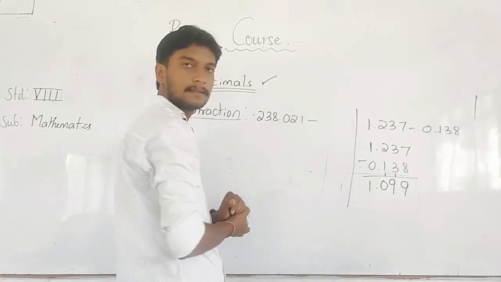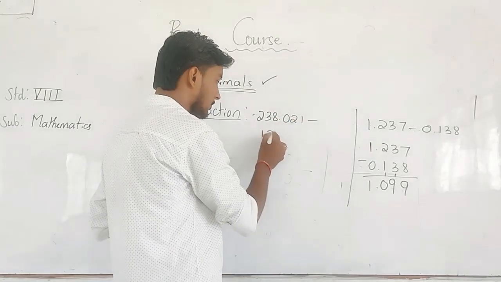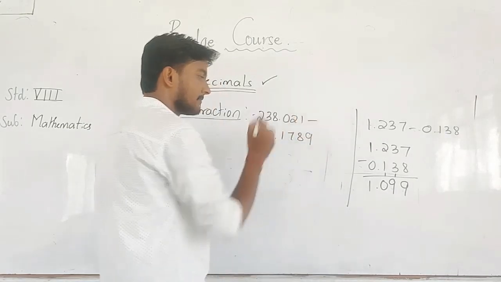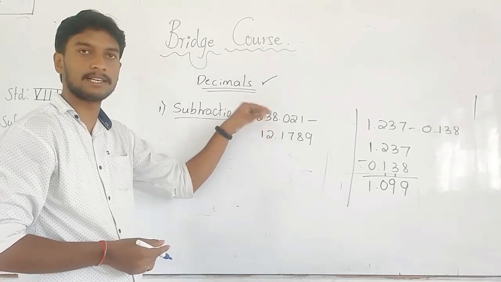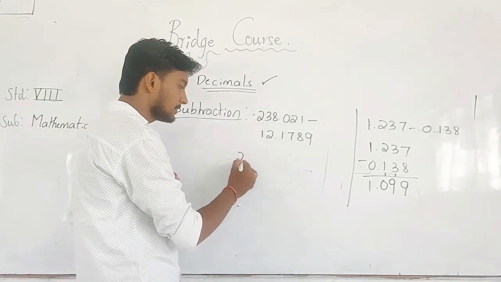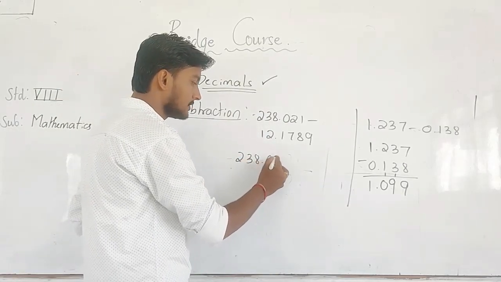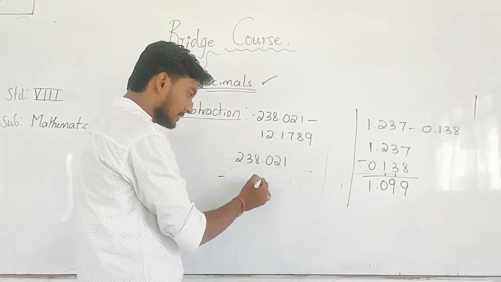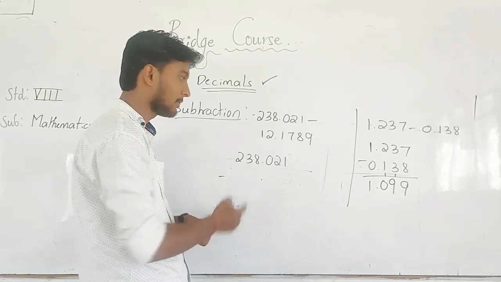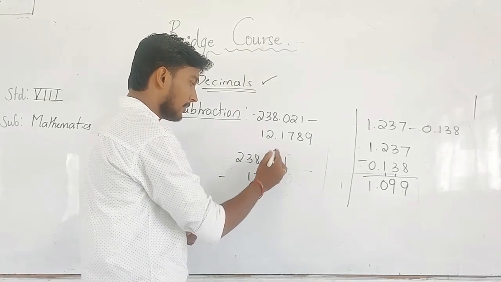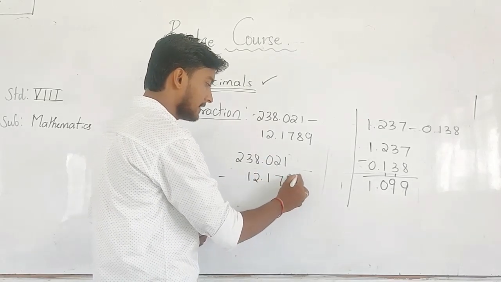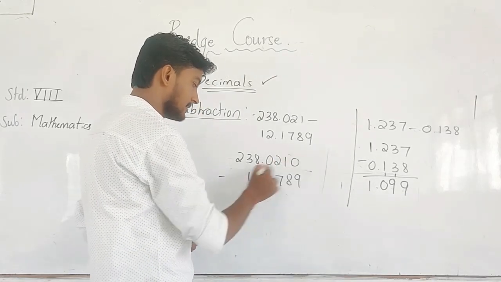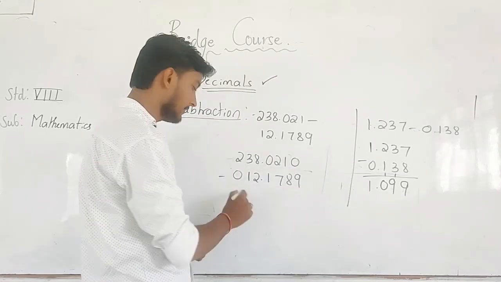238.021 minus 12.1789. So we have to subtract these two numbers. 238.021 minus, below this, you have to place the decimal point, 12.1789. Already I have told you that you have to take 0, anyway you don't have.